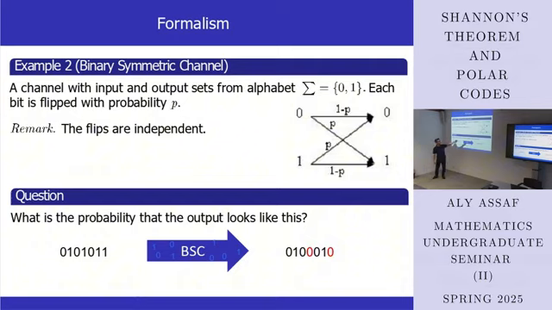If we have an input 0, there's a probability P that it flips and goes to 1, which is an error. Same with the 1. So essentially, each symbol has probability P of flipping.